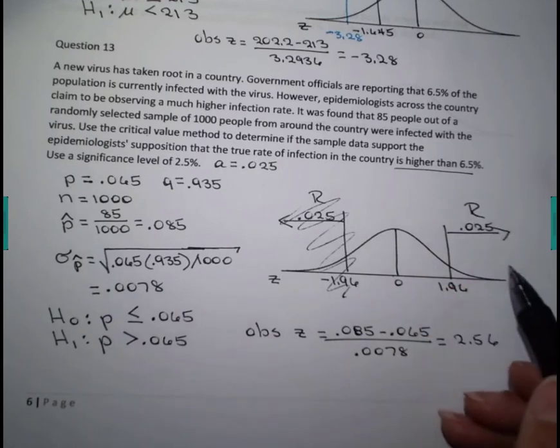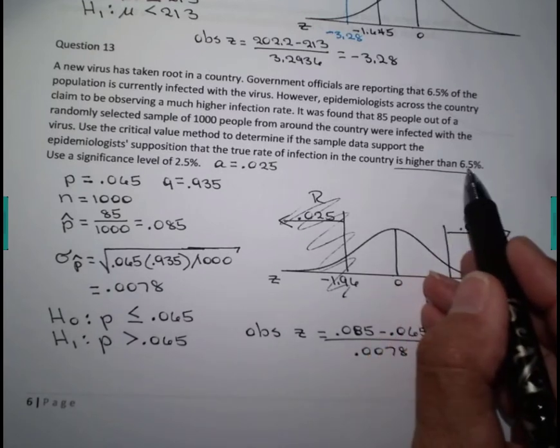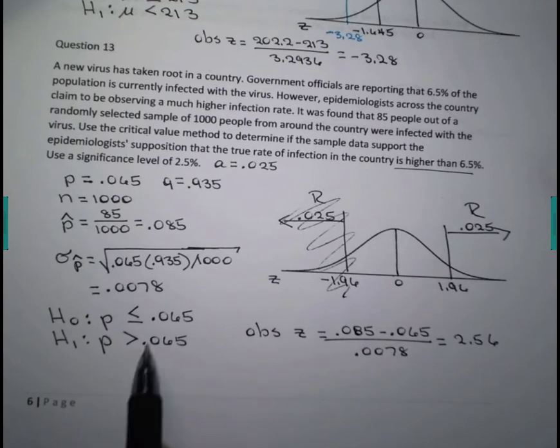All right, how do I know it's a right-tailed test? "Is higher than" would be a right-tailed test. Also, look in the alternative hypothesis. It's pointing toward the right-tailed test, okay? So hopefully I've straightened that out for you.